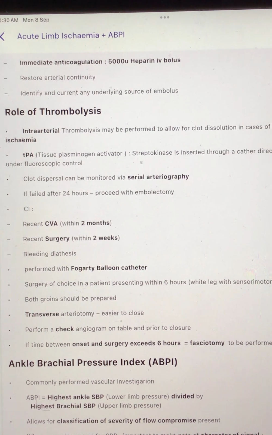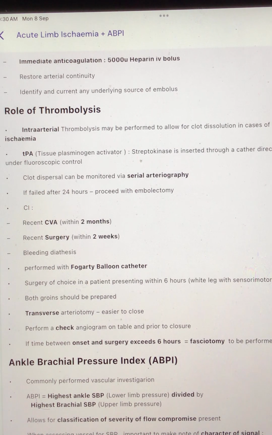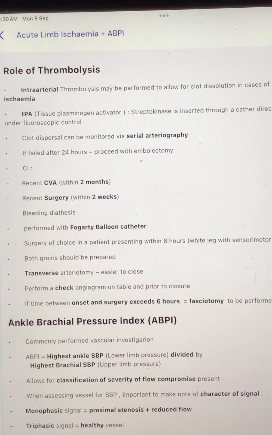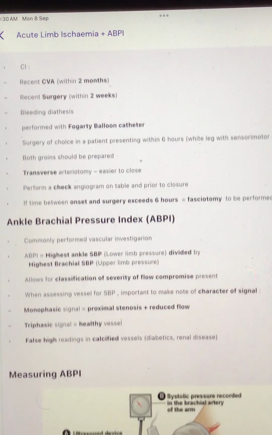Chronic ischemia, recent CVA. Contraindications to thrombolysis: it should not be given if there is a recent CVA, recent surgery within 2 weeks, or bleeding. Embolectomy is performed through a Fogarty balloon catheter. Surgery of choice is for patients presenting within 6 hours. Transverse arteriotomy is easier to perform.